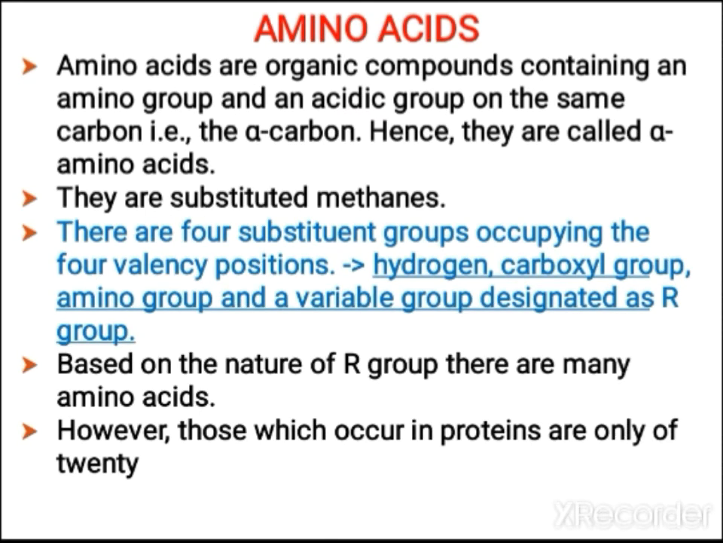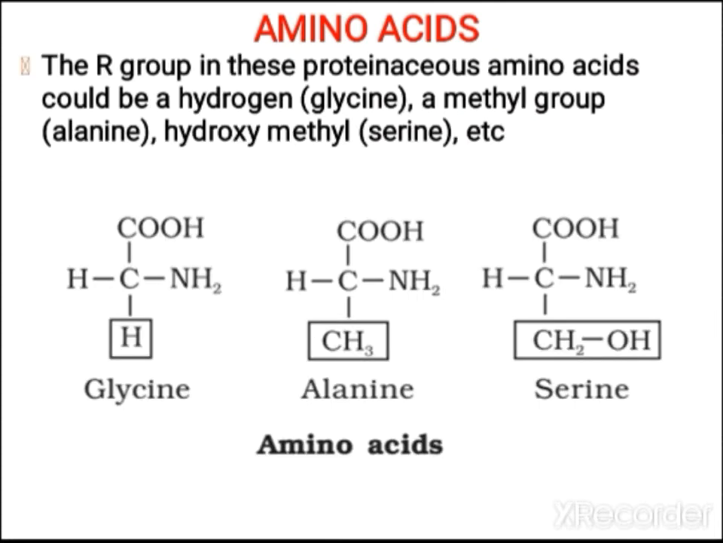So based on the nature of the R group, there are many amino acids. But anyhow, the total is about 20 amino acids. In a protein, these 20 amino acids in various combinations form proteins. The types of amino acids are 20. So this is to be studied, children. The R group varies from amino acid to amino acid.